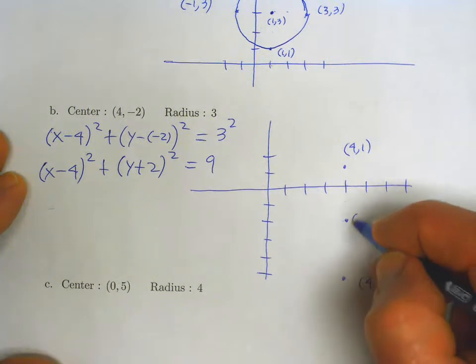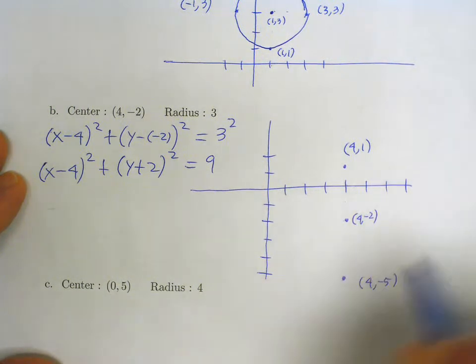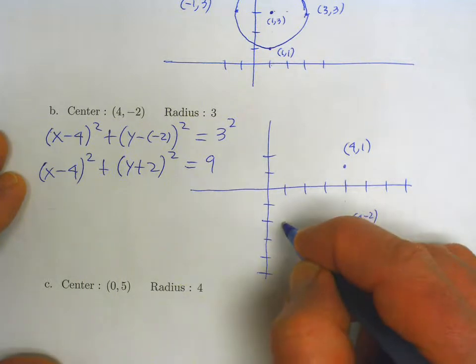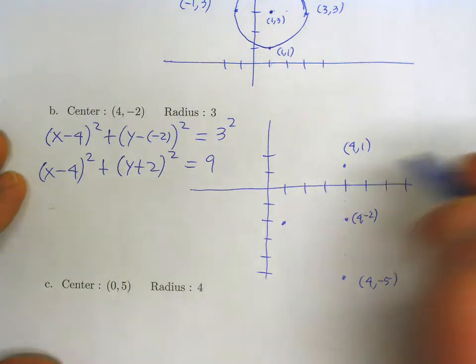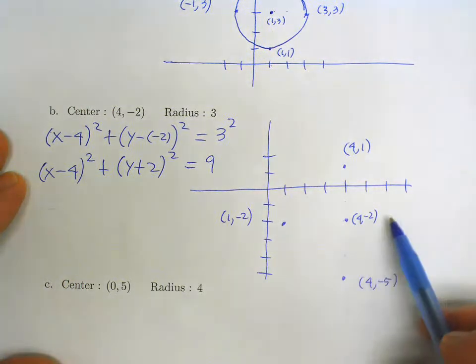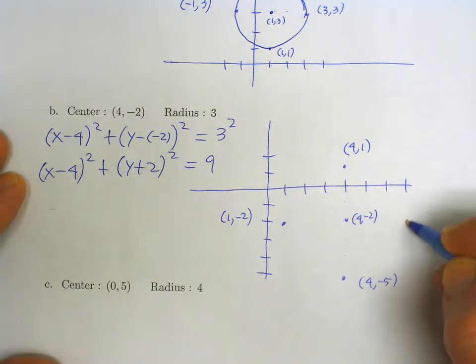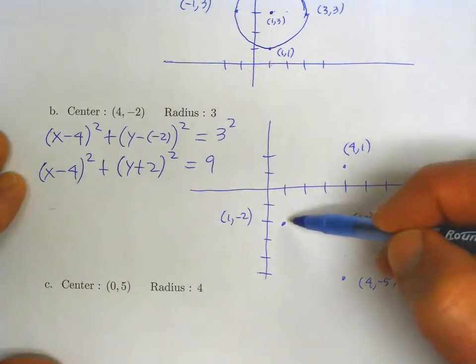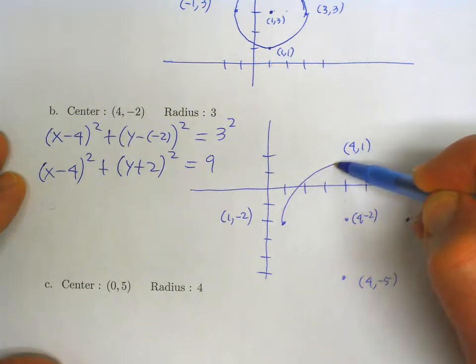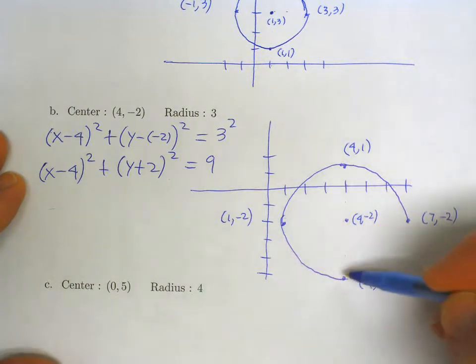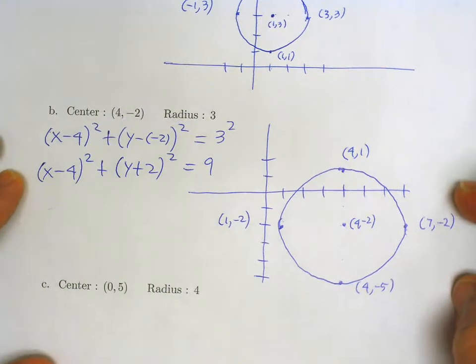Okay, the center is 4, -2. And then from the center, if I move to the left 3 units, this point is 1, -2. And from the center, if I move to the right 3 units, this point is at 7, -2. And then draw a circle, or thereabouts, anyway.